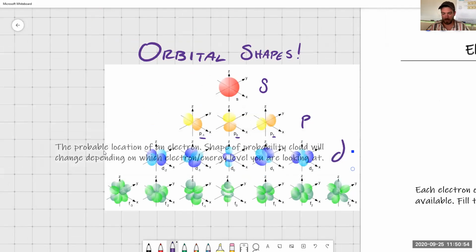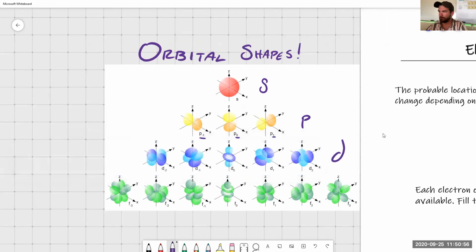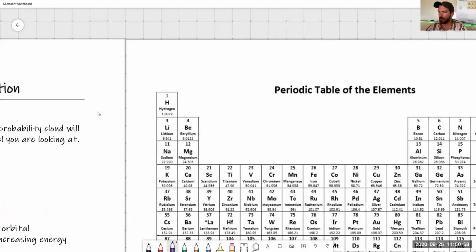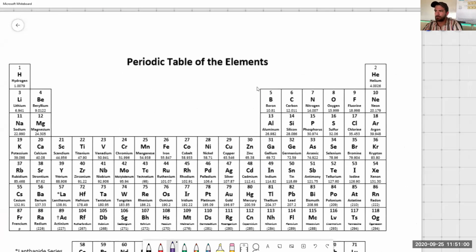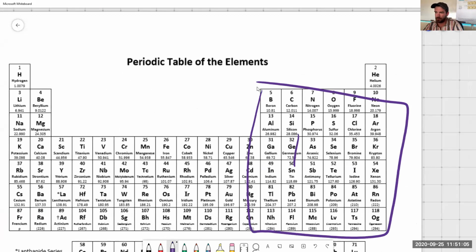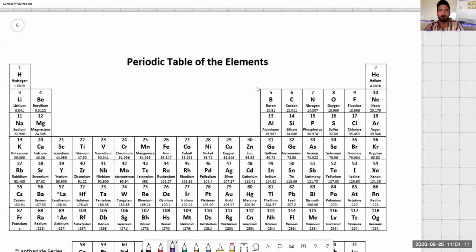Let's look at that P block right here. This is our P block, as we know. If you can see right here, those are your p block elements. Now within those p block elements, let's look at per energy level or per period, how many atoms are there in there? Well, there's 1, 2, 3, 4, 5, 6.